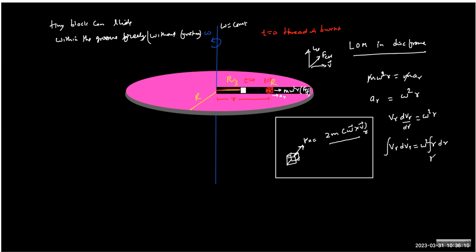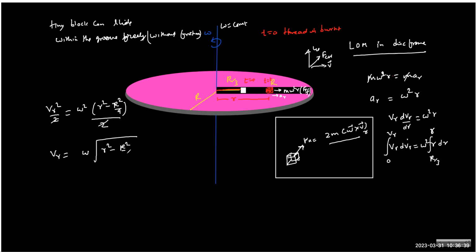When VR is 0, R is R by 3, and in general when it is R, it is VR. So what is your answer? VR square by 2 must be equal to omega square times 8R square by 9, actually. So VR is omega under root of that. And because V is a function of R, we can write it as dR by dt.